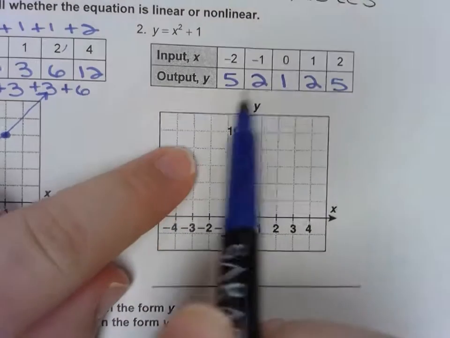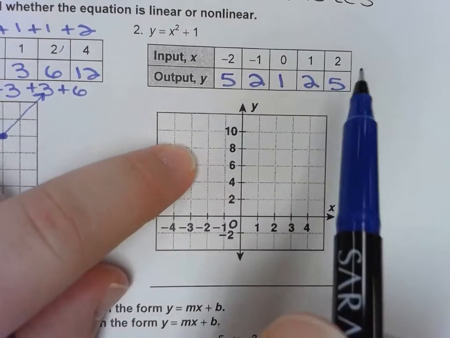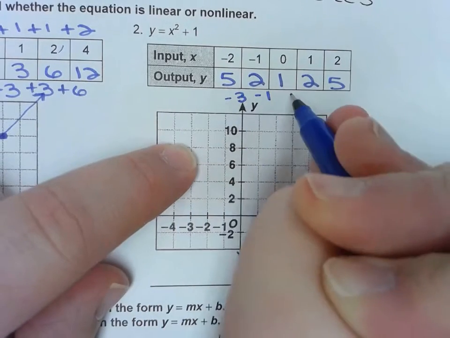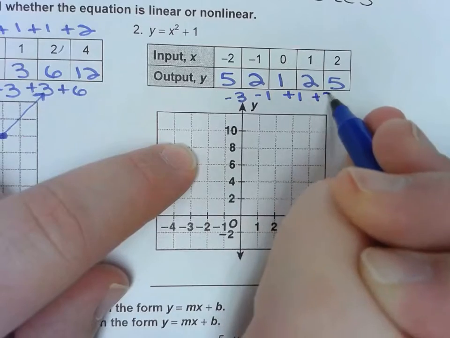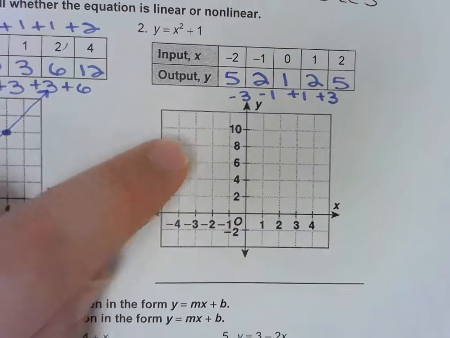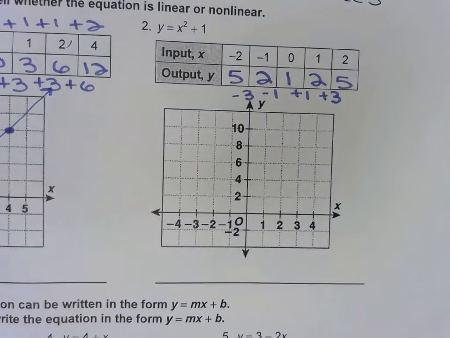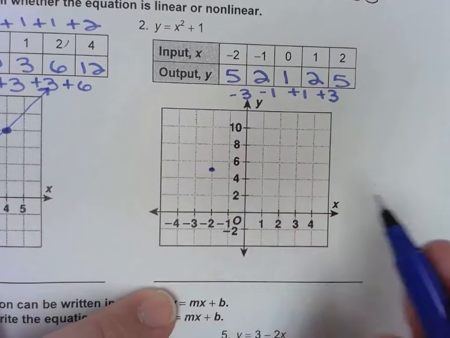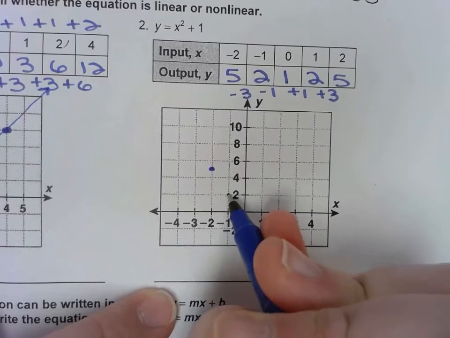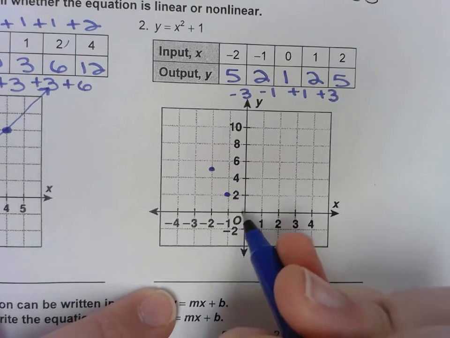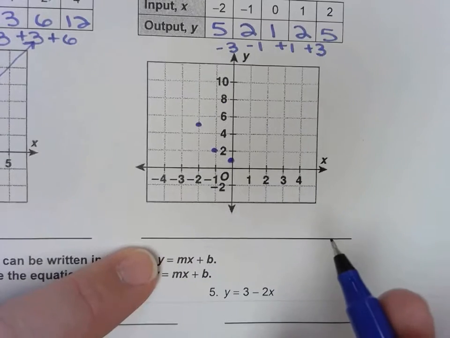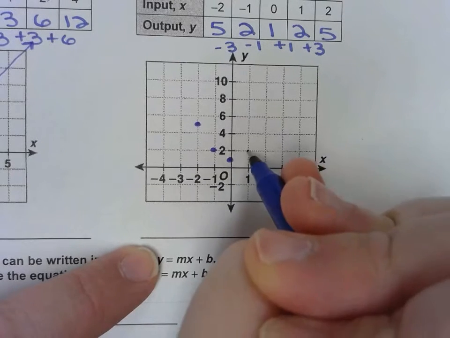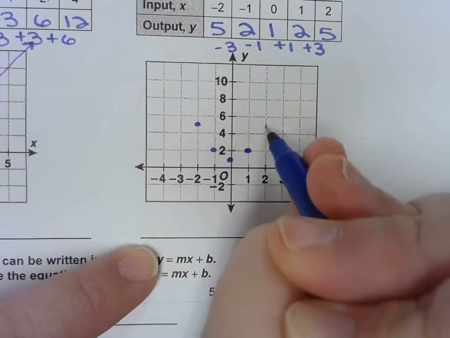Now, as I look at this, just look at your table. Is this going to be linear? No. Because this is minus 3, minus 1, plus 1, plus 3. It's not consistent. So I can already know that it's not going to be linear. Let's graph this. Negative 2, 5, between 4 and 6. Negative 1, 2. 0, 1, between 0 and 2. 1, 2, and 2, 5.